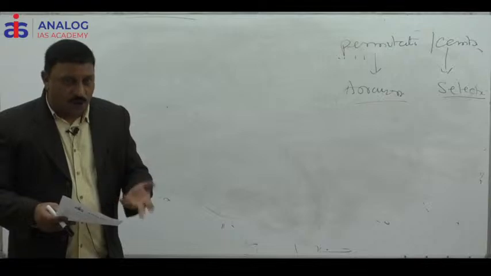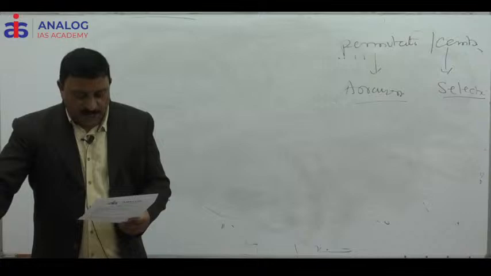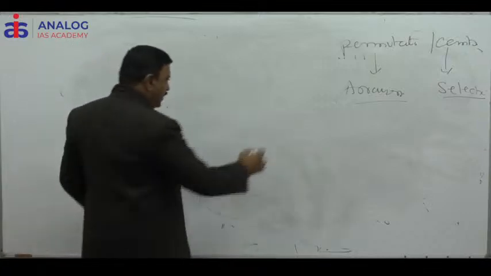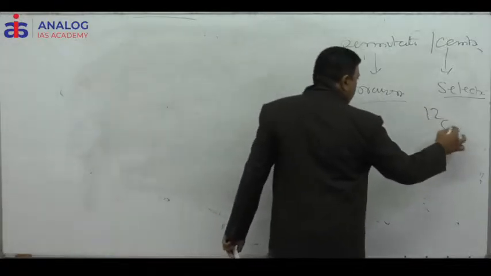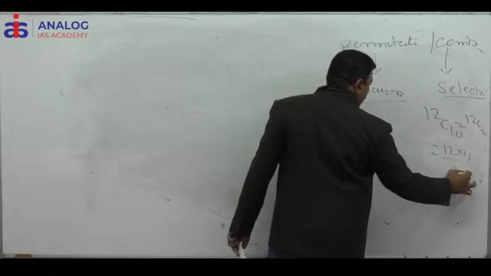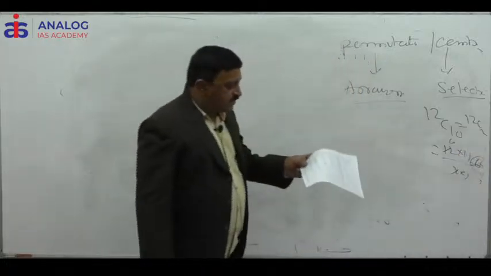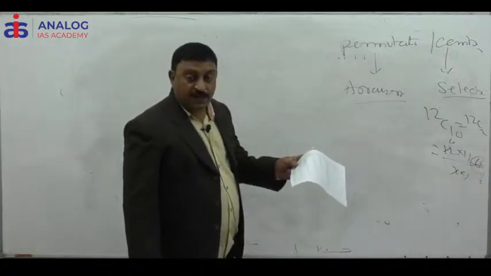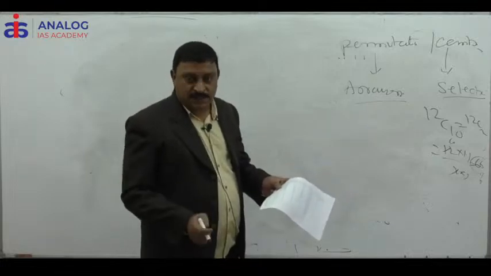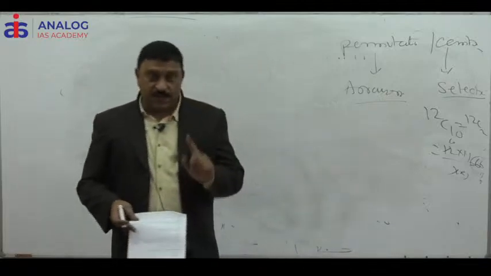So you think it is a combination: out of 12 things, taking 10 at a time means 12C10, that means 12C2, which is 12 into 11 by 2 into 1, cancels, 11 6s are 66. Your answer is ready, 66. You think you are very perfect. But the question is not regarding selections. When to use combinations, when to use a formula is necessary.